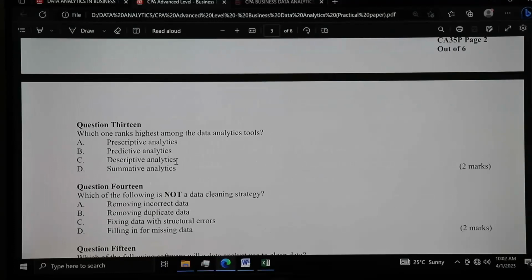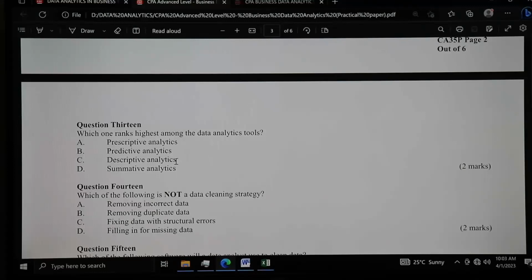Then question 14, which of the following is not a data cleaning strategy? Initially, we talked of data cleaning activity, but now we are looking at data cleaning strategy. Removing incorrect data is actually a data cleaning strategy. Removing duplicate data is another data cleaning strategy. So is fixing data with structural errors and also filling in for missing data.